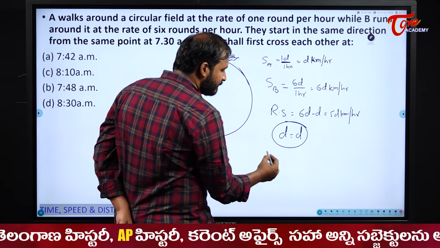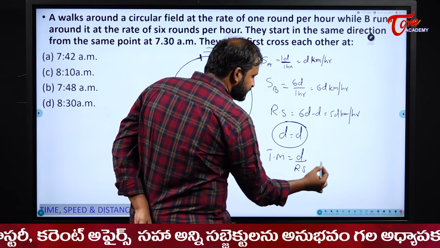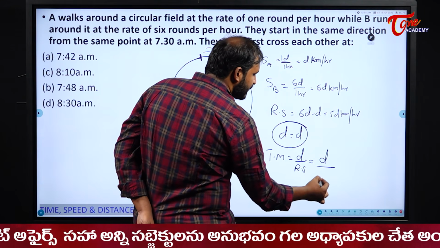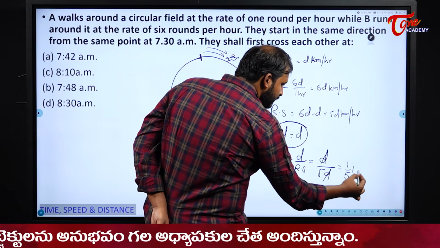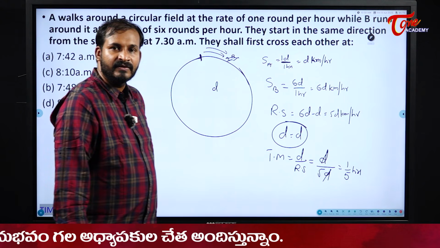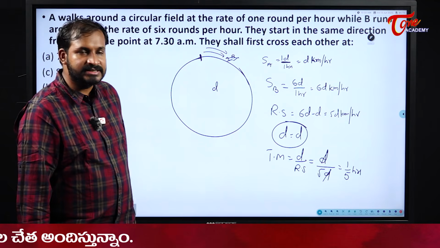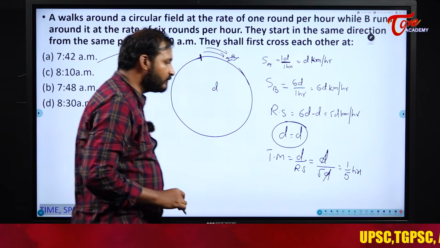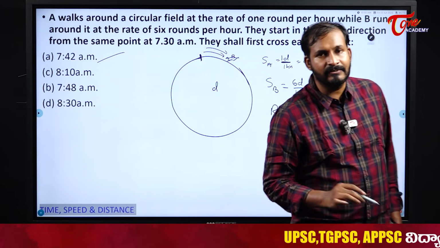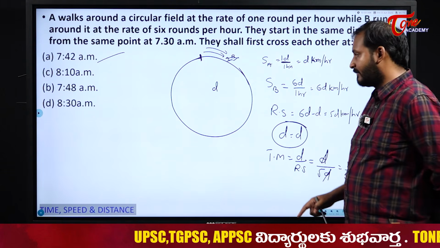Now what happens to time taken to meet? Tell me. Distance by relative speed. What is the distance here? D. What is the relative speed here? 5D. So D and D will get cancelled. So the two will meet after 1 by 5 hours. What is 1 by 5 hours, students? It is nothing but 12 minutes. That means the two persons will meet at 7:42 a.m. So our answer here becomes 7:42 a.m.